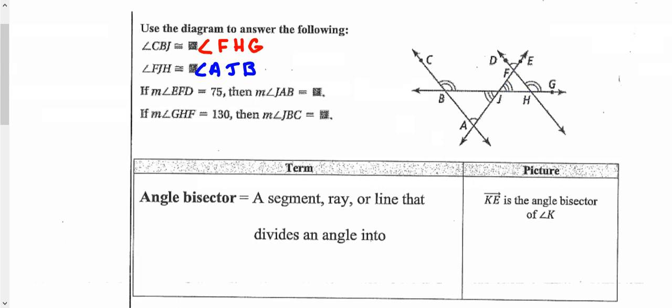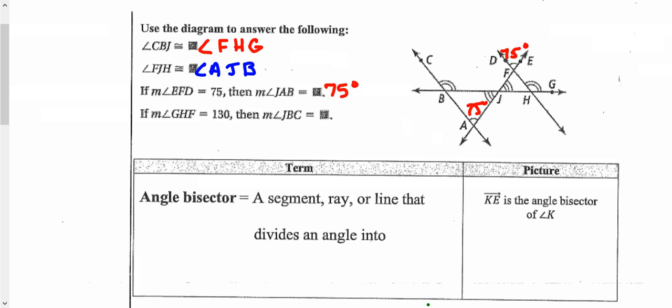Okay, let's come down here. Says if the measure of angle EFD is 75, and that would be 75 degrees, of course, then the measure of JAB is equal to what? So EFD is up here in this corner. All right, so I'll go ahead and write 75 up here. Notice it has one arc, so we find this one, and this is the JAB. That would also have to be 75 degrees.